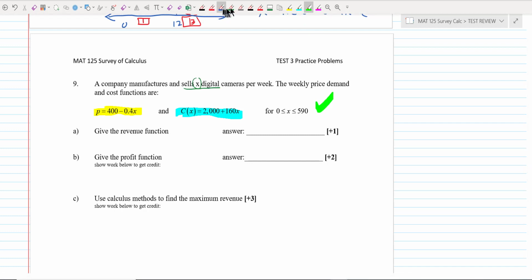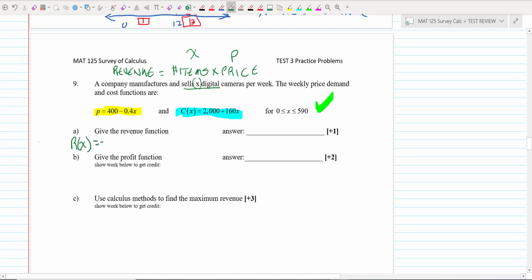Okay, so first of all, when you're doing a revenue, you can think of, I'll write it up here, revenue is just equal to the number of items you sell times the price, like a unit price for what you sell. So the number of items is x, and the unit price is the price demand function. So R of x is just equal to x times p. x is the number of items produced, p is the price demand function. So we'd have x times 400 minus 0.4x, that's it.